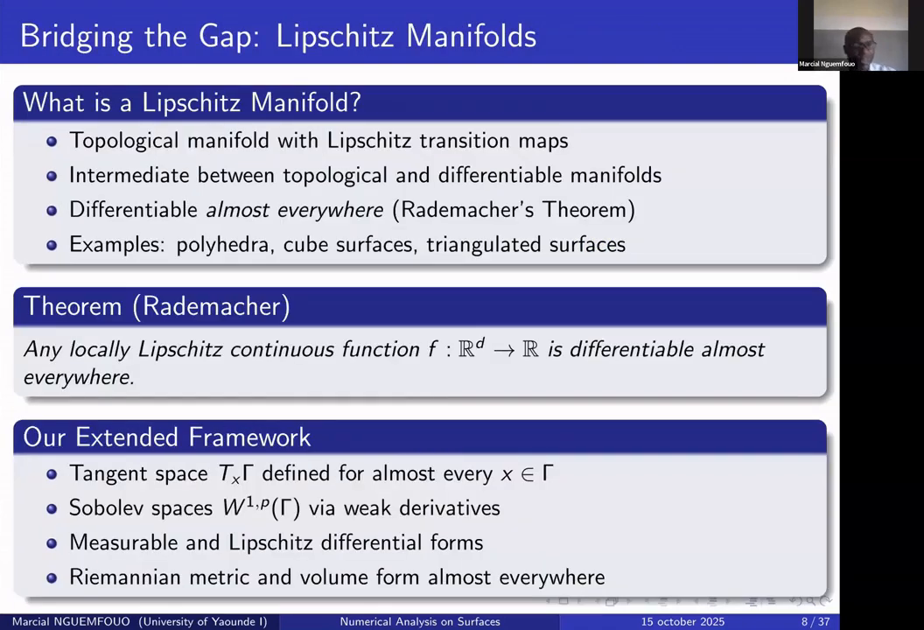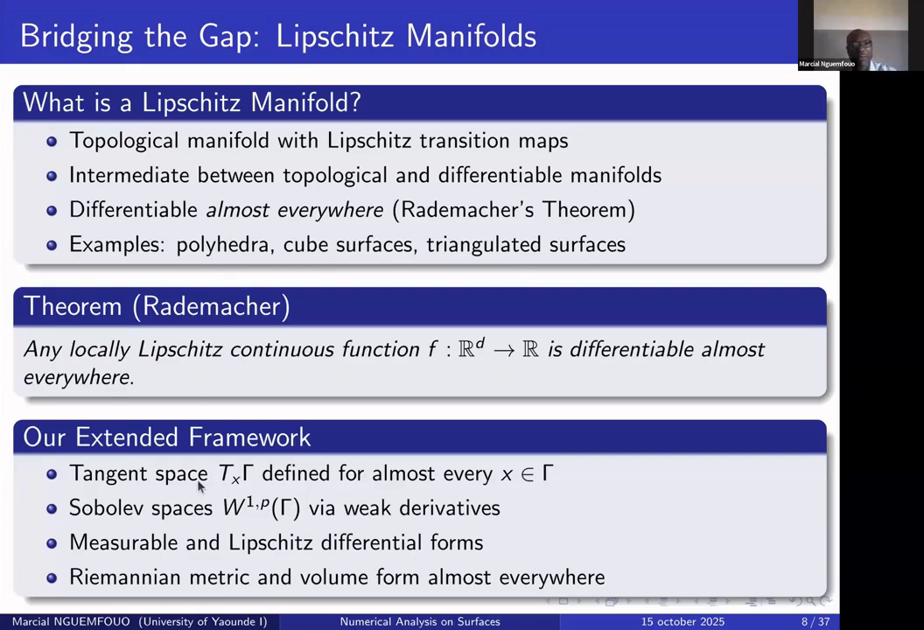What is Lipschitz manifold? The topological manifold with Lipschitz transition map. It is an intermediate between topological and differentiable manifold. The differentiation here is not everywhere, but almost everywhere through the Rademacher theorem. As an example of Lipschitz manifold, we have polyhedra, cube surfaces, triangulated surfaces. The Rademacher theorem states that any locally Lipschitz continuous function is differentiable almost everywhere.